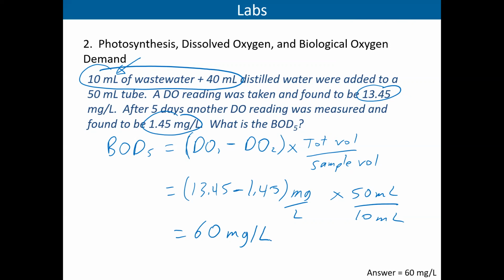Is there a question? Yes, Blaine. What if there's a situation where DO2 is bigger than DO1? That does happen sometimes. I think somebody was asking me about that in the actual lab. I think there was at least one group that had that happen. Was that your group? Yeah, so that does happen once in a while.